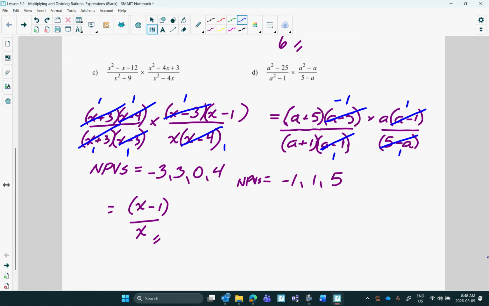Okay? There's nothing else to reduce. So we're ready to write our answer. Notice I've got a plus 5 times -1 times a. The proper order we should write that is the -1 times a plus 5. That's the way it should be written. Negative first, then the monomial a, then the binomial.